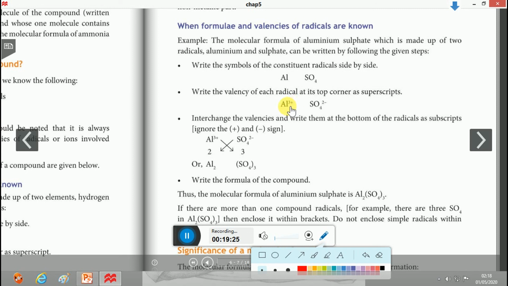This is the valency, and table 5.4 reveals that the valency of aluminum is plus 3, and the next table reveals that the valency of sulfate is minus 2. That minus 2 is written at the top corner as superscript, and plus 3 is written as the superscript on aluminum at the top corner. Now you have to interchange these valencies. 3 must be with sulfate, 2 must be with aluminum by the criss-cross method. So the formula will become Al2(SO4)3.